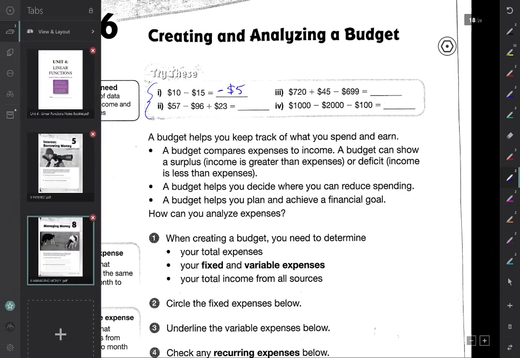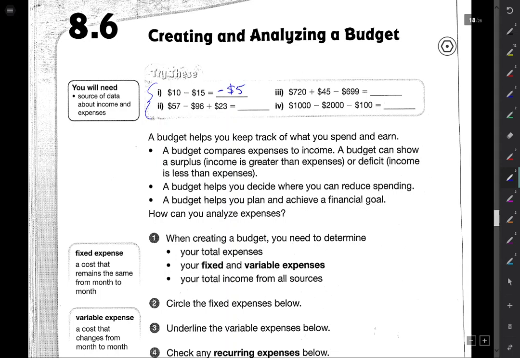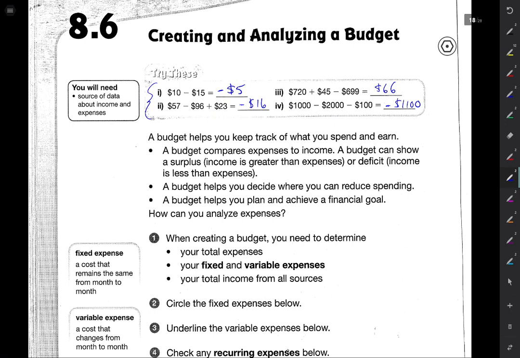And I'm just going to fill in the blanks here. So the next one would give us negative $16. The next one would give us a positive $66, but the fourth one would give us a negative $1,100. So a budget helps you keep track of what you spend and earn.